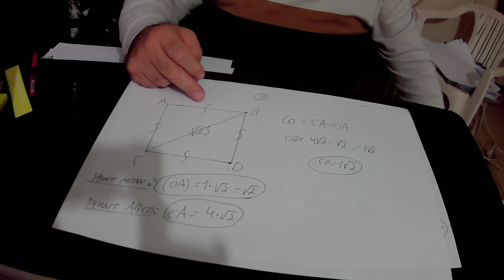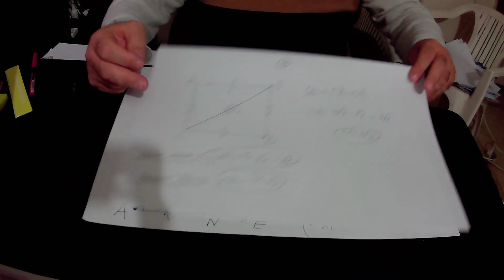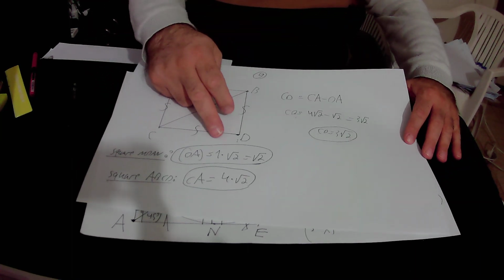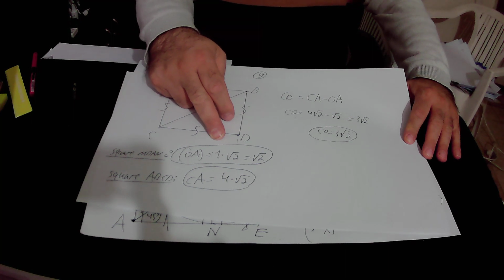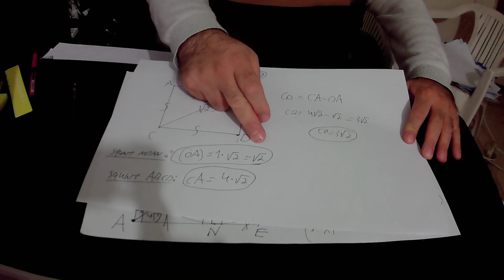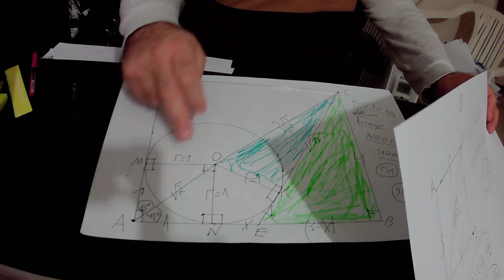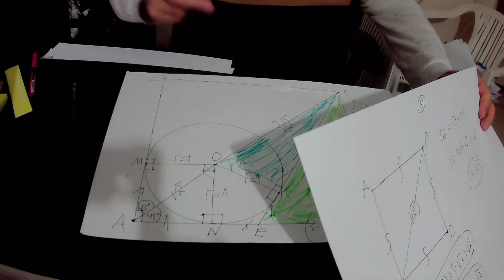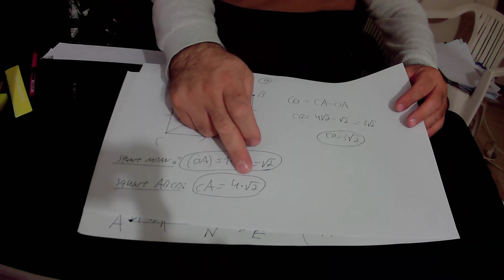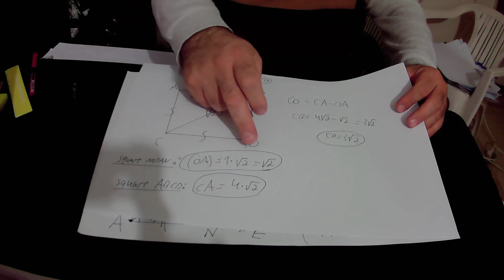We will use this rule in order to find out the value of OA. That is the diagonal of the small square, square MOAN. It will be equal to the length of each side, that is 1 unit, times square root of 2. So we found out that OA equals square root of 2 units. And likewise, we found out the length of diagonal CA of square ABCD. According to rule number 7, it will be equal to the length of each side, that is 4 units, times square root of 2. So CA equals 4 times square root of 2 units, and OA equals square root of 2 units.